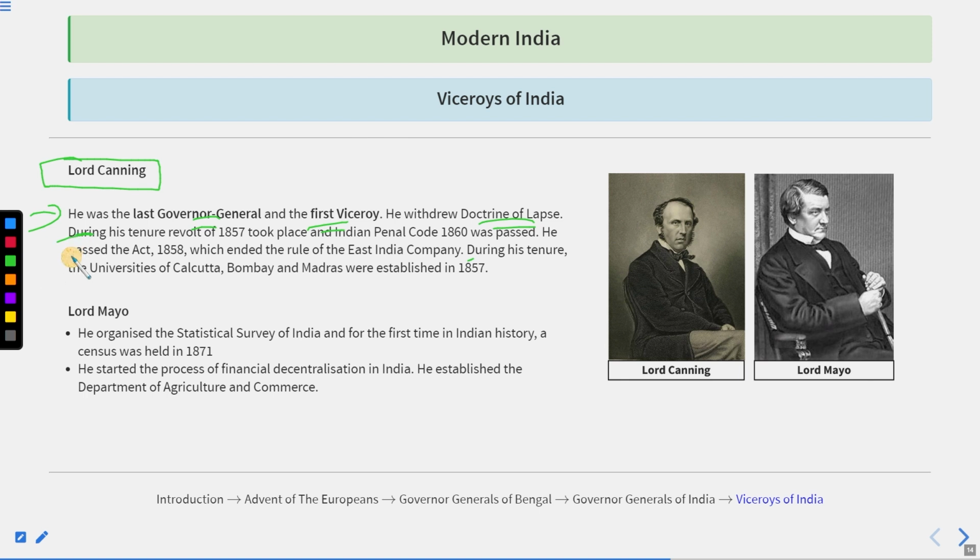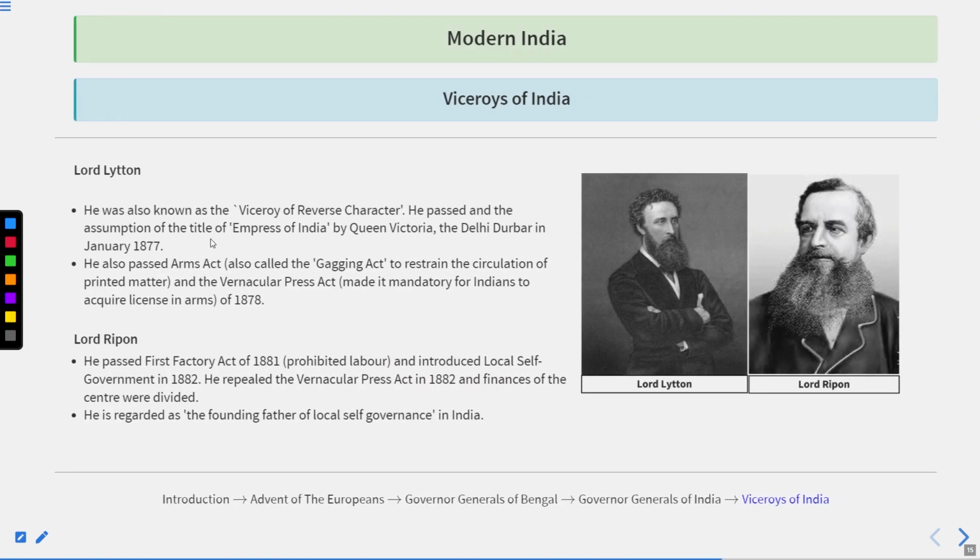During this tenure, the revolt of 1857 took place and the Indian Penal Code 1860 was passed. He passed the Act of 1858, which ended the rule of the English East India Company, and during his tenure, the Universities of Kolkata, Bombay and Madras were established in 1857. Thereafter comes Lord Mayo. He organized the Statistical Survey of India, and for the first time in Indian history, a census was held in 1871. Thereafter, he started the process of financial decentralization in India and established the Department of Agriculture and Commerce.